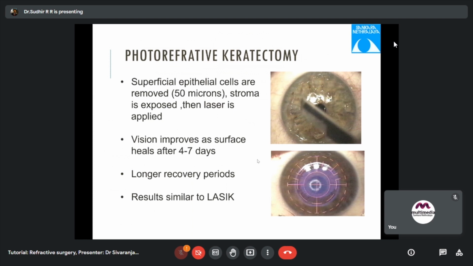Moving on to the surgeries in detail. Photorefractive keratectomy: here the superficial epithelial cells of about 550 microns are removed, the stroma is exposed, then the laser is applied. The vision improves after 4 to 7 days. The patient has a longer recovery period and the results are similar to LASIK.